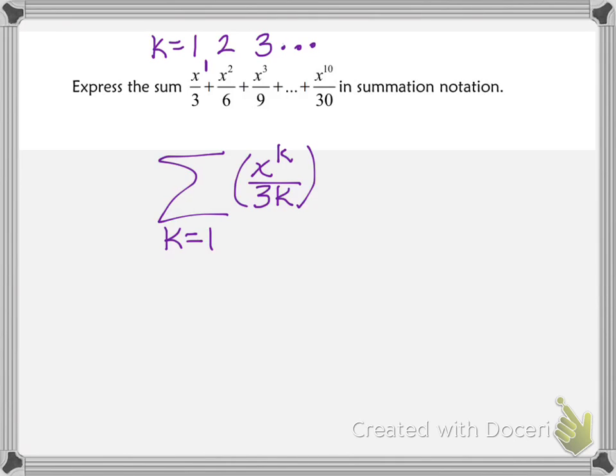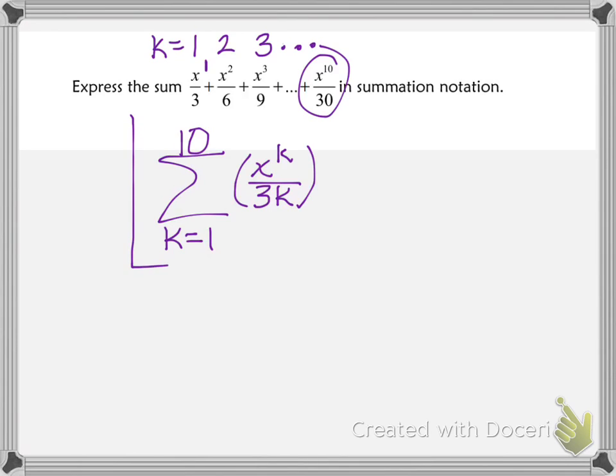Well, if we now look at this x to the 10th over 30, we need to say how many terms we really went out to here. To get x to the 10th, k would have to be 10, and if we check that in the denominator, 3 times 10 is 30, so that means that we are adding up 10 terms here, and that number on top of sigma represents how many terms.